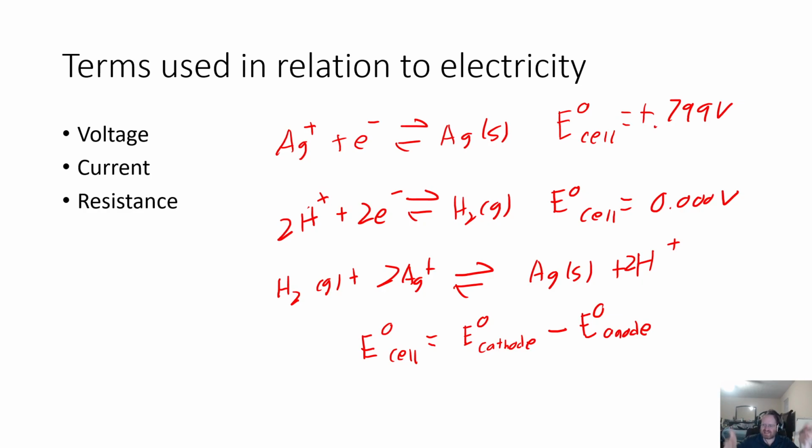So if I left that cell for a time and I didn't try to adjust the concentrations of anything, over time my Ag+ would get used up and my hydrogen gas would get used up and I would form more H+. So I would make my system more acidic, but I would have less Ag+ and less H2 gas. As those adjust, eventually I get to a concentration where I get to equilibrium. So let's look at that idea next now.